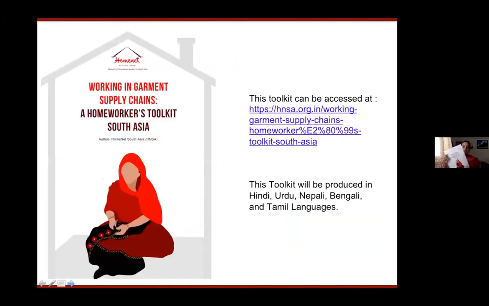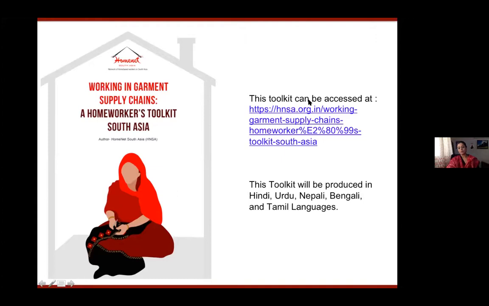This is the toolkit that we have. It's a 100-page toolkit. It's quite a lot, but it's been very interestingly provided and very easy to read. So now we have this on our website. It's being launched today. So feel free to go onto our website and have a look at our toolkit.